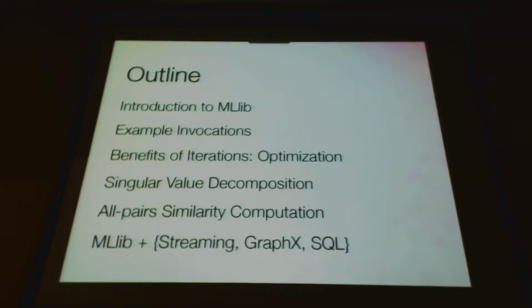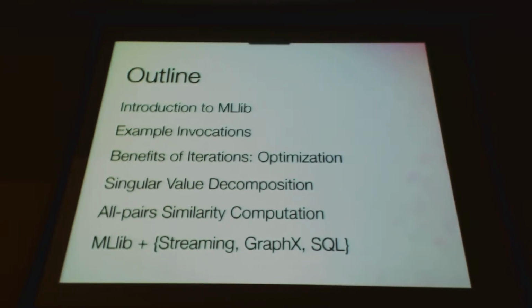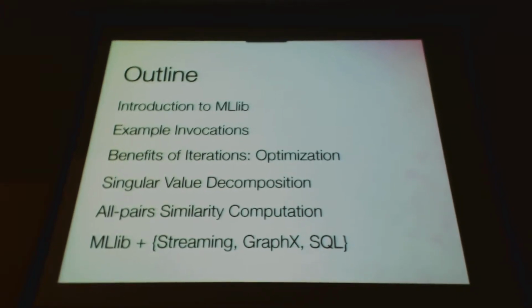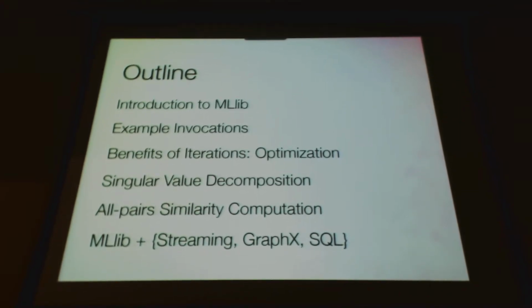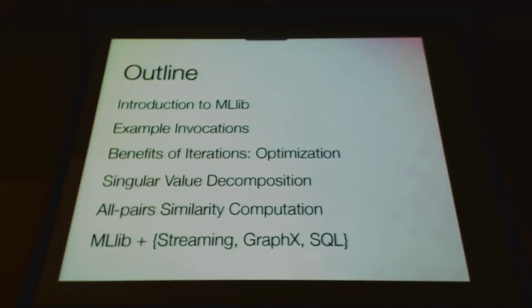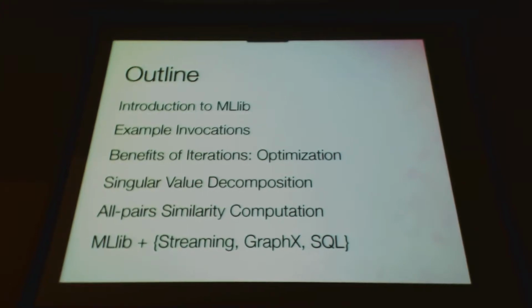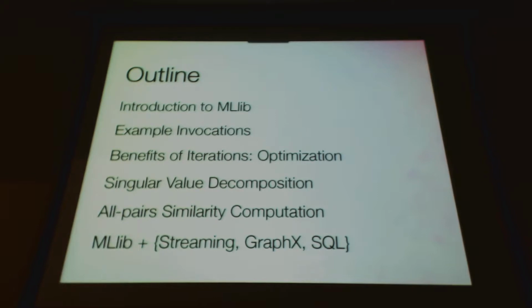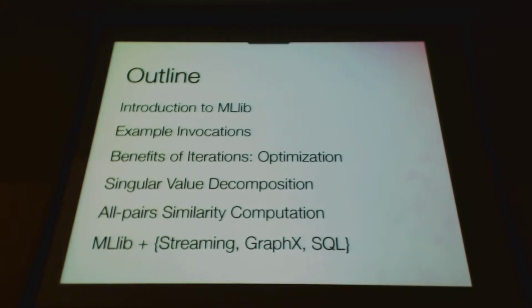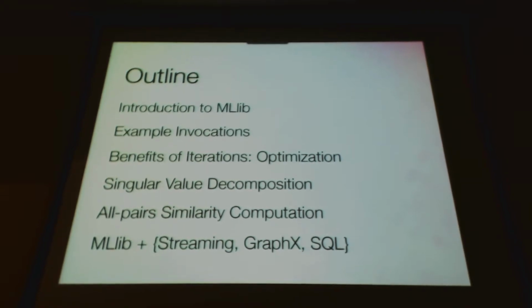So I'm going to give an introduction to MLlib with example applications, so you can see what kinds of things you can do out of the box. You don't have to actually build any machine learning algorithms yourself. I'm going to go over the benefits of iteration and how they're especially useful for machine learning, because machine learning builds so heavily on optimization. And then we're going to deep dive into how the singular value decomposition is implemented in Spark, and then also how all-pair similarity is implemented in Spark. Last but not least, I'll go over how you can use MLlib alongside the other libraries that I mentioned. So I should make sure to keep track of time. That's a lot of stuff.